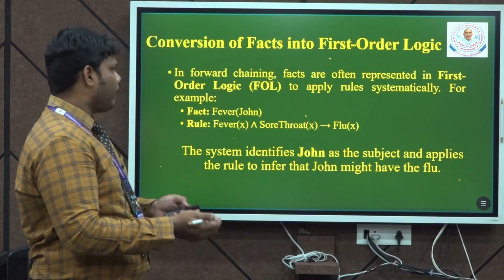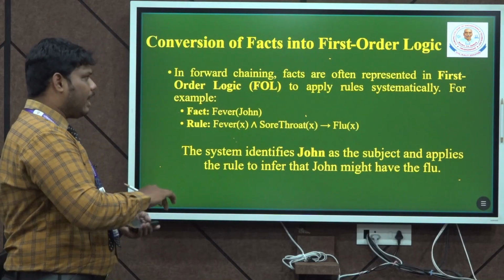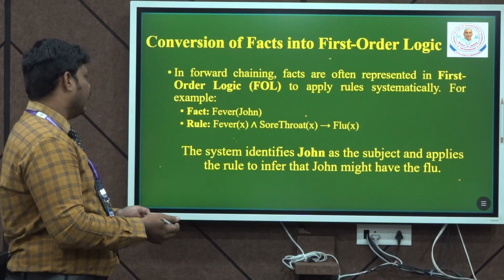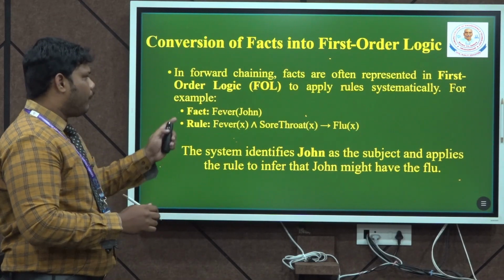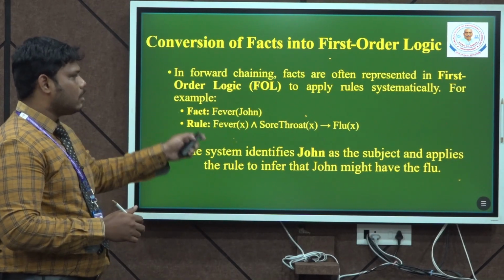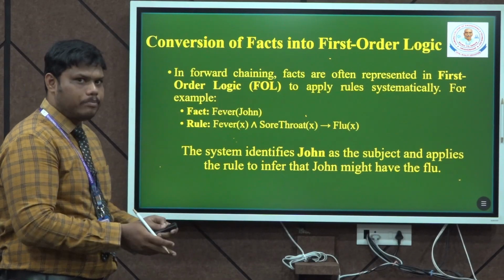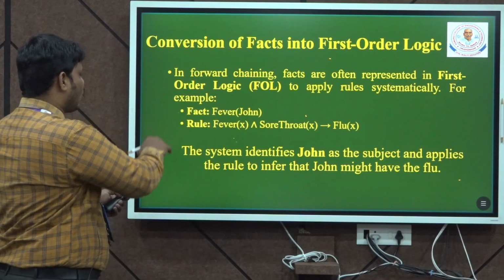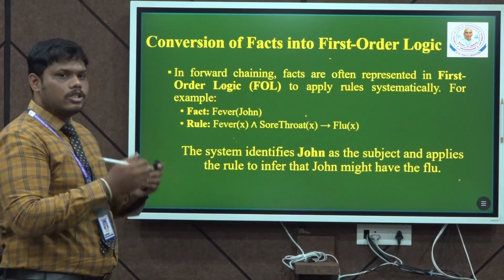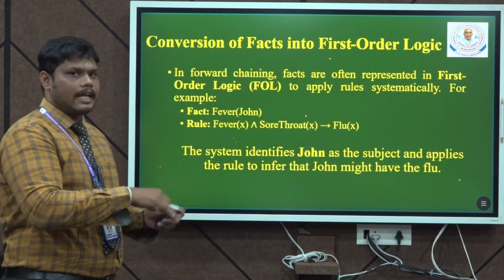In forward chaining, facts are often represented in first order logic and then the rules are applied systematically. For example, John has a fever and he has a sore throat. So the system identifies John as the subject and applies this rule to infer that John might have the flu. The system concludes that John has the flu.